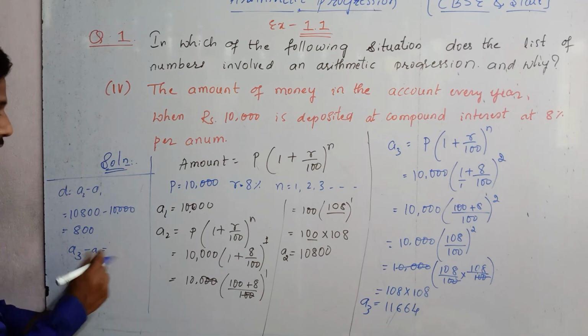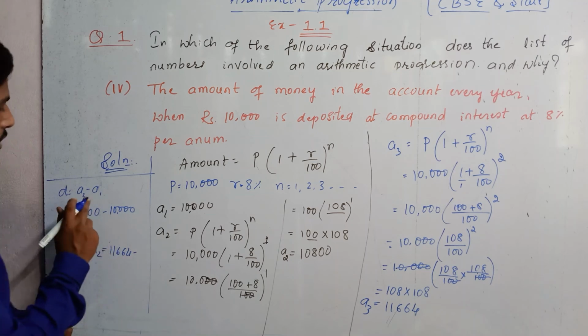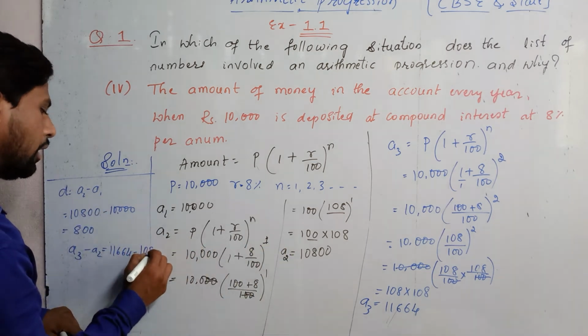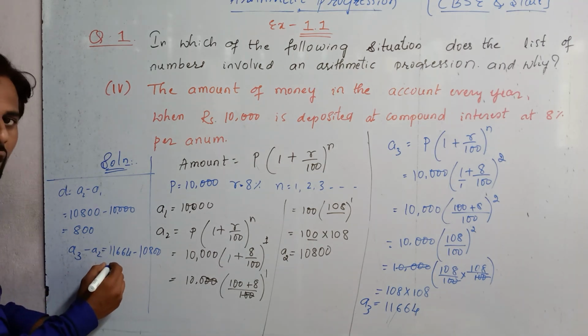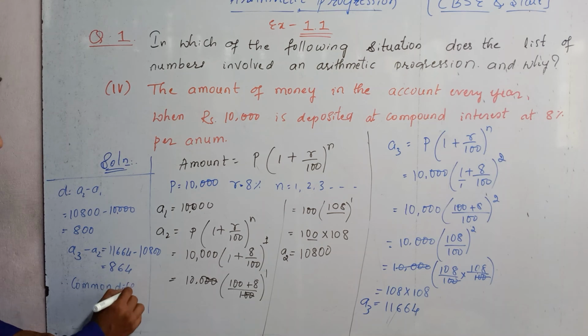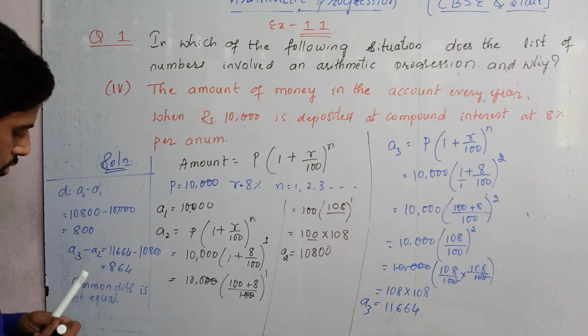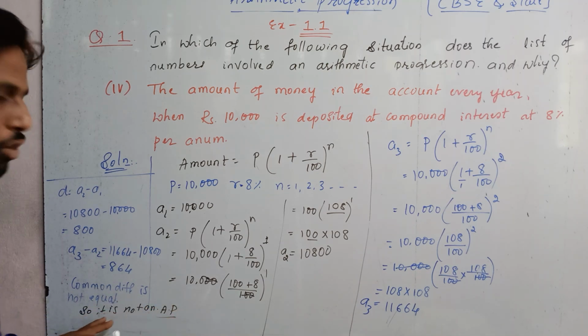How much is A3? A3 is 11664 minus A2, how much? A2 is 10800. So what will be the answer for this, students? What will be the answer for this? That is 864. So therefore here the common difference is not equal. Not equal. So it is not an AP. So this is not an AP.